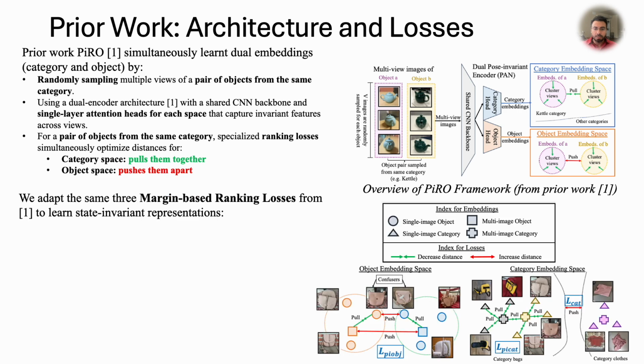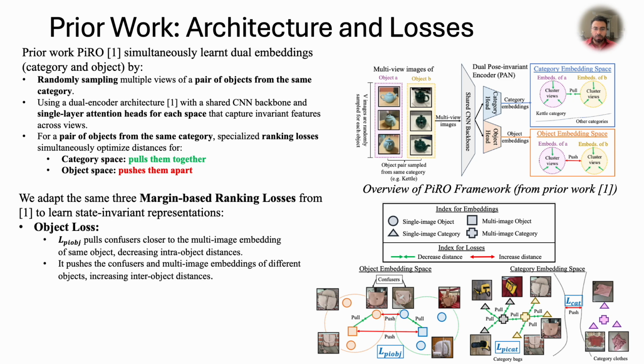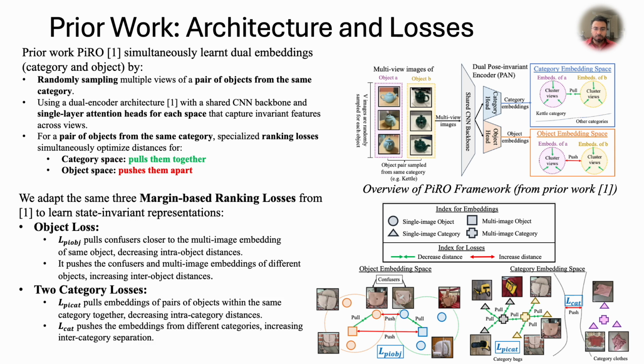In the object space, the LPi object loss identifies confuser embeddings from the object pair and pushes them apart while pulling them closer to the multi-image embedding of each object. In the category space, we have one loss, LPiCat, that clusters images if the object pair is sampled from the same category. Otherwise, the other loss, LCat, pushes them apart in the category space.